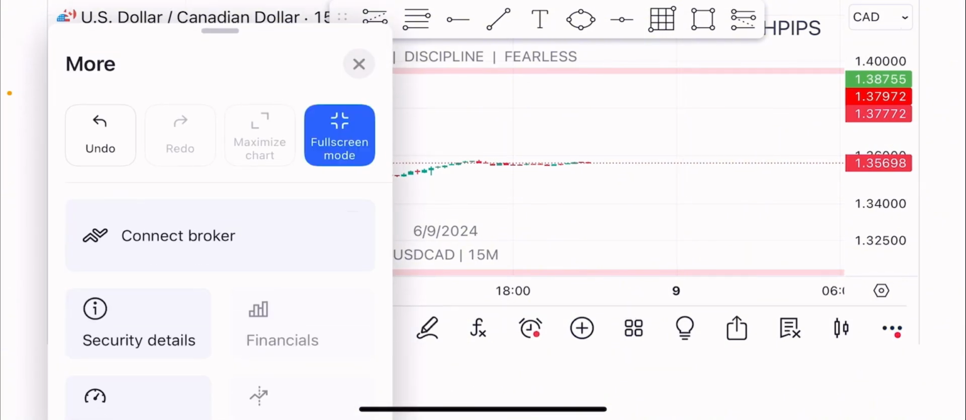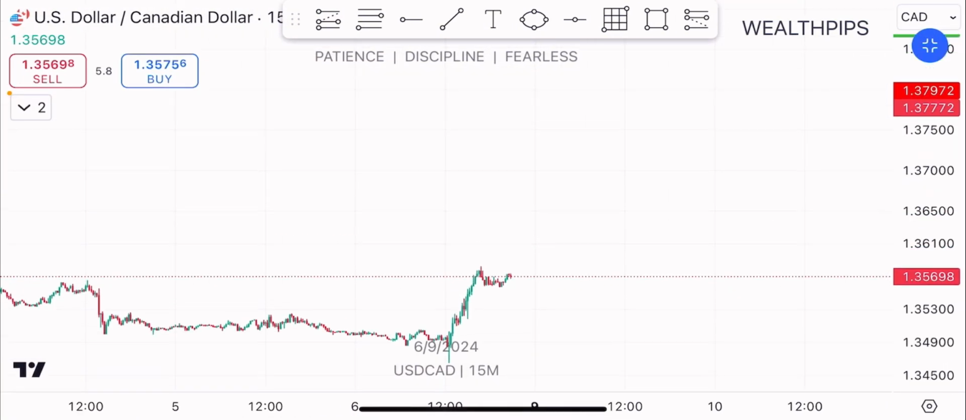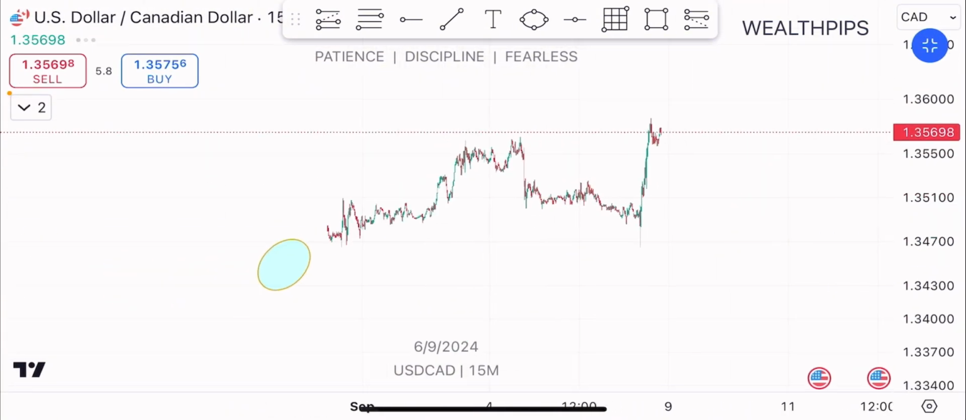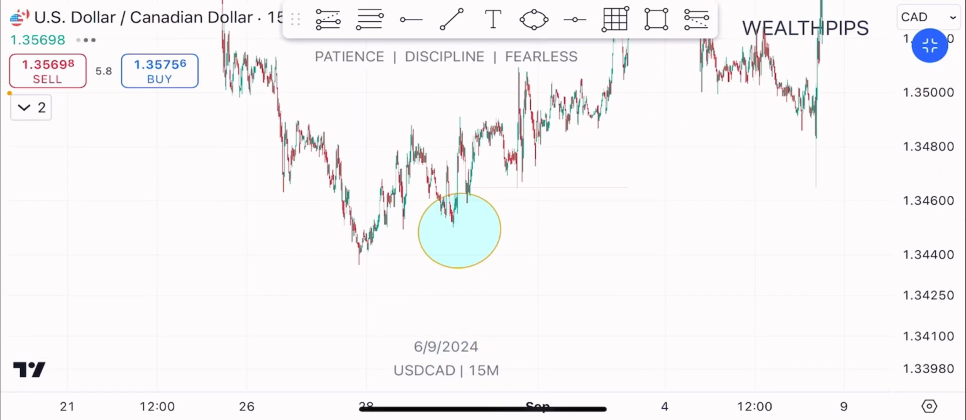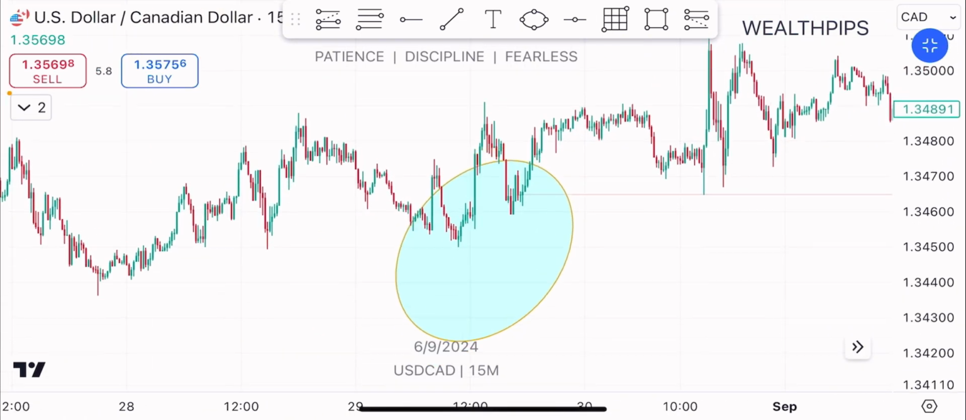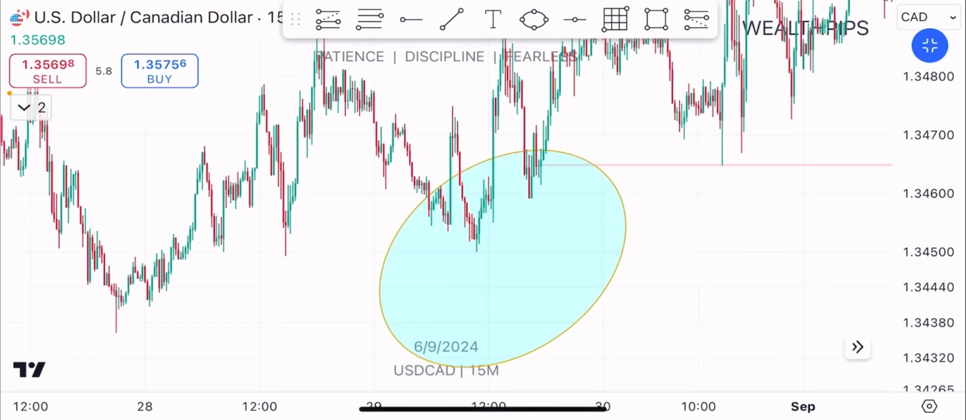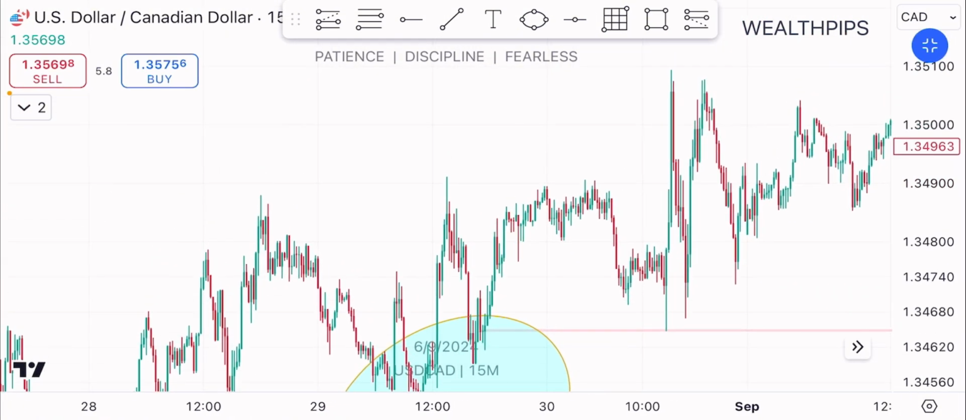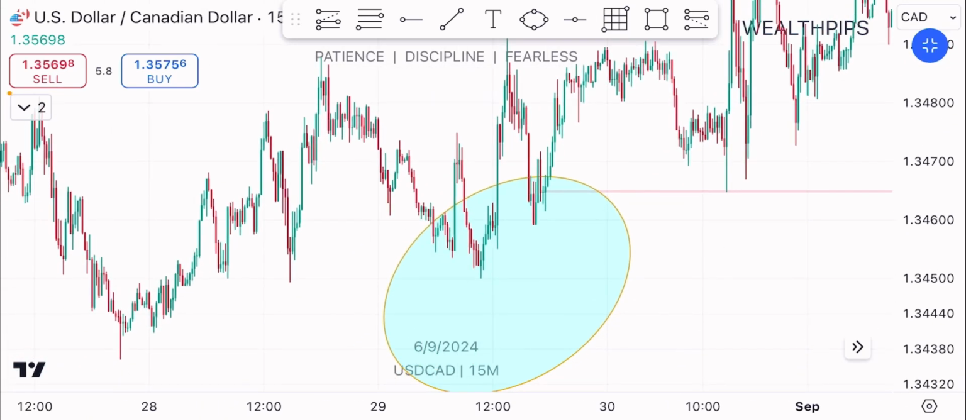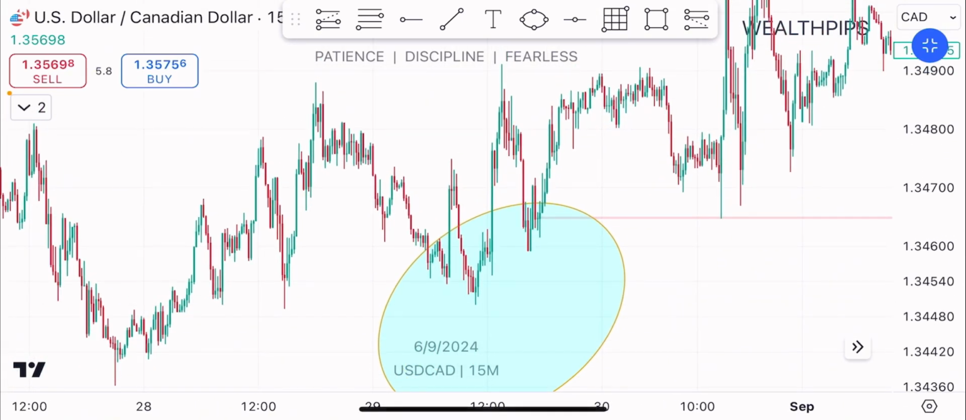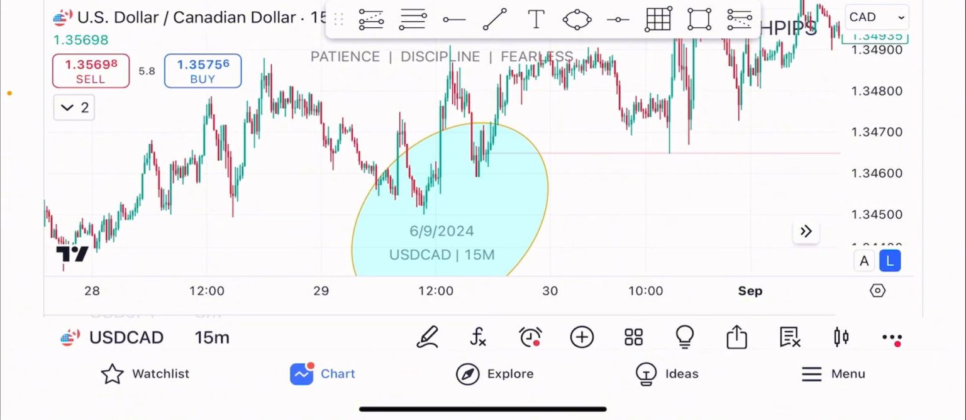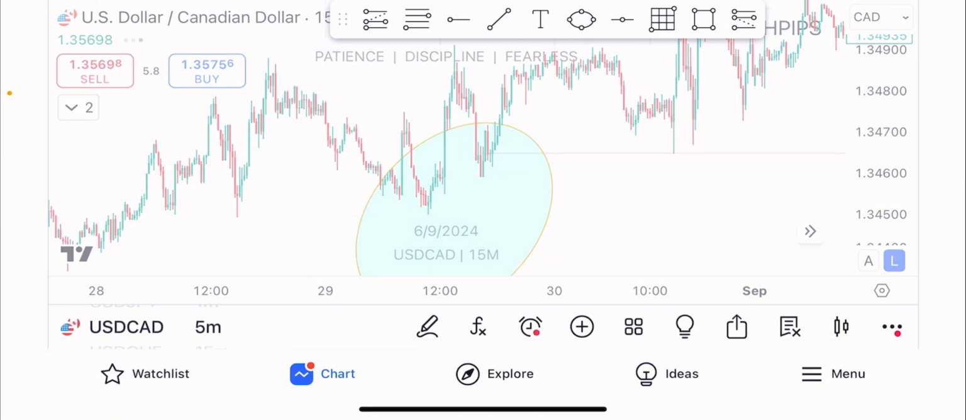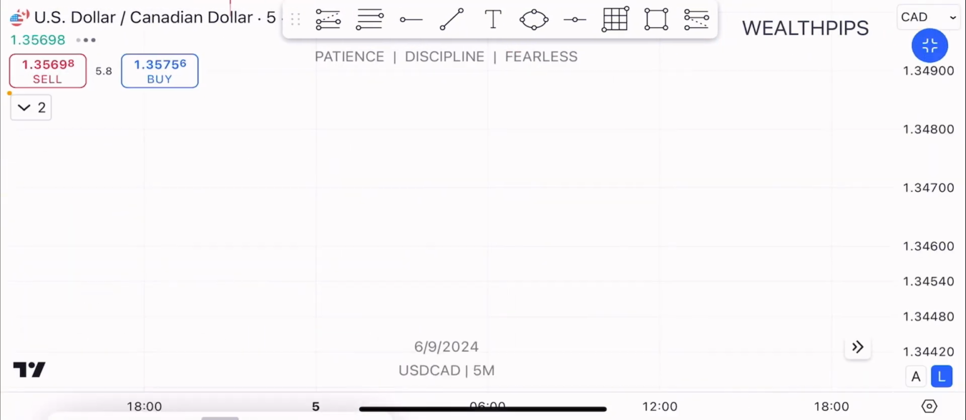After going to the lower time frame, I try to spot a sweep of liquidity, a break of structure, and a retracement also. For those of you that already know how I trade, this is how I trade. I look for a sweep of liquidity, then a break of structure also.